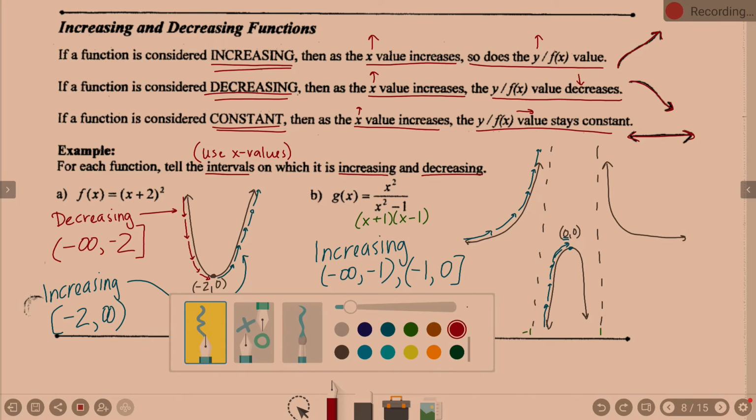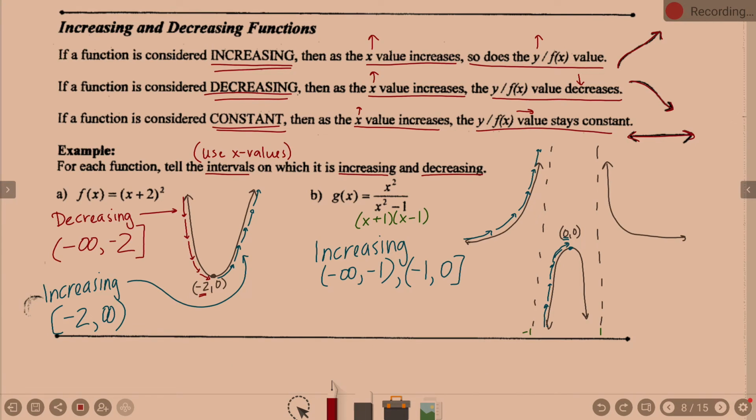Okay. What happens after we go through the top of the vertex? We start decreasing. As we continue right across the graph, we are decreasing. When do we start decreasing?